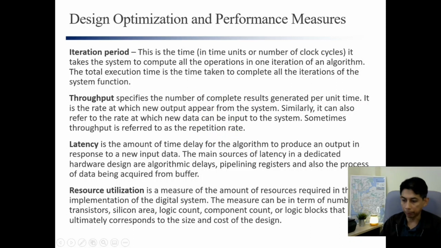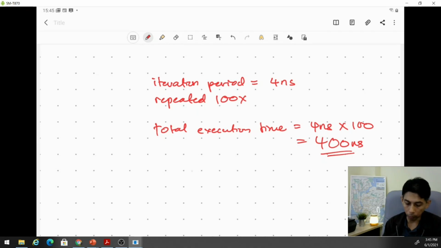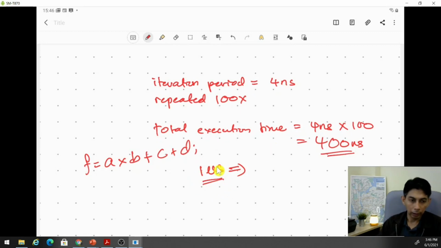So for example, if our unit time is 1 microsecond, in one microsecond, how many outputs can your system produce? For example, your system will do A multiply B plus C and so on. So throughput means that in 1 microsecond, how many of these operations your system can produce.